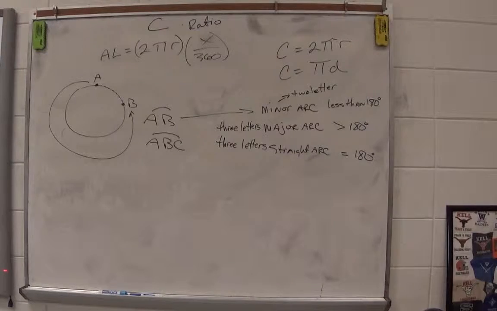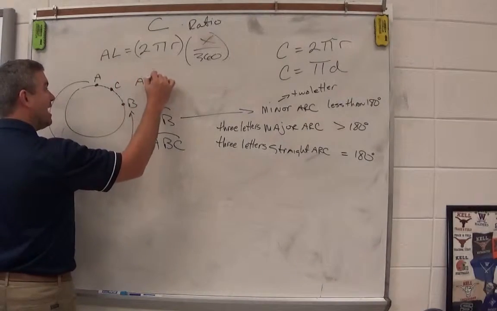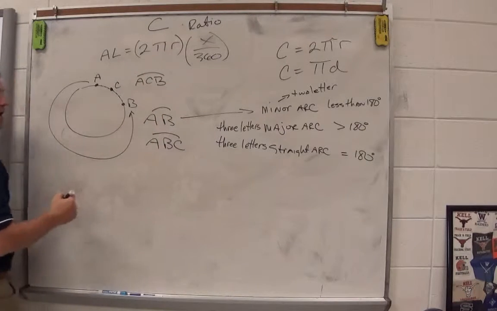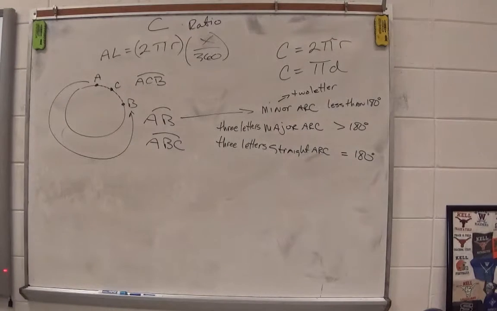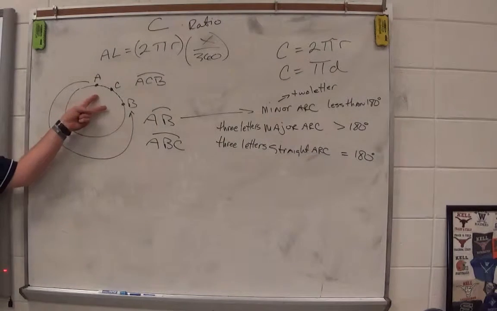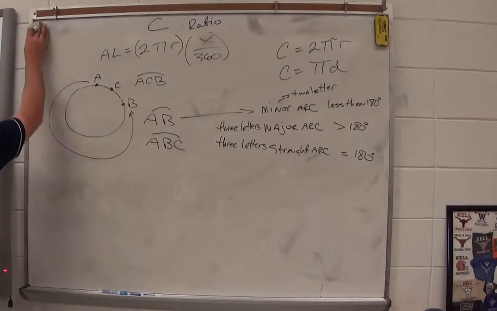Can you name a minor arc with 3 letters? Sure you could. If I said arc ACB, right, that would be the same as AB. I've just stuck a letter in there. Most of the time we don't do that. Most of the time with minor arcs we just say 2 letters. Okay? But I could call it 3 letters if I wanted to. But if you see 2 letters, you have to come up with the same arc as me, otherwise we're getting different answers.